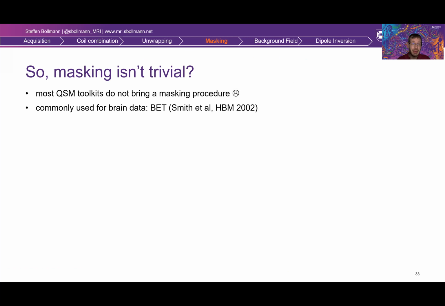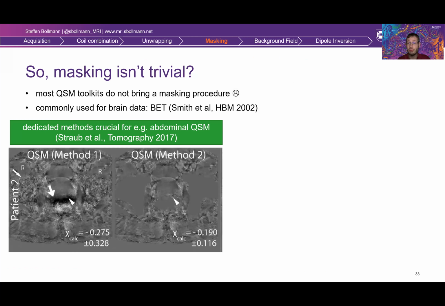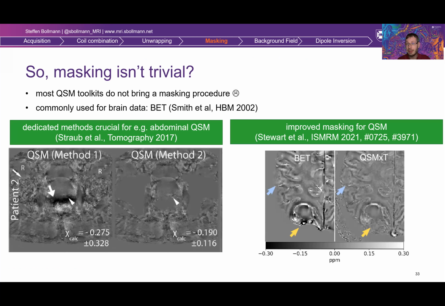So in my opinion, masking is not that trivial, but most QSM toolkits out there don't deal with these problems. For brain data, BET is commonly used and works well, but dedicated methods are crucial for example in abdominal QSM. And we also show at this ISMRM work from our group that it can be beneficial to use dedicated masking techniques for clinical QSM.